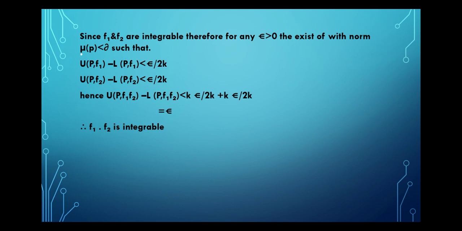Hence, upper sum minus lower sum is smaller than k·epsilon/2k plus k·epsilon/2k, which is equal to epsilon. Therefore, f1 f2 is integrable.